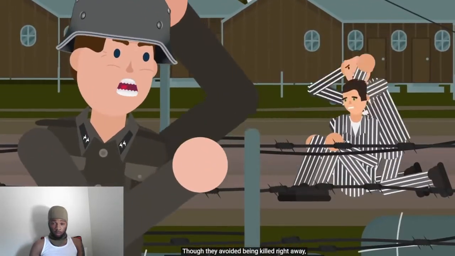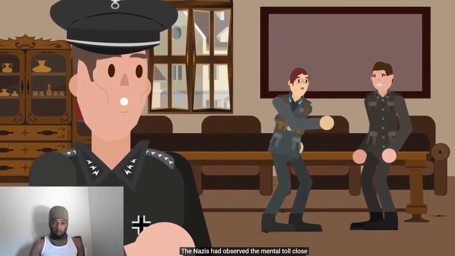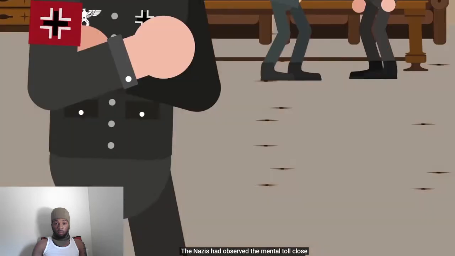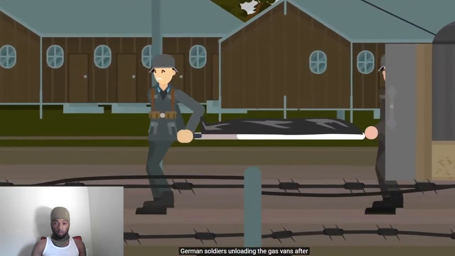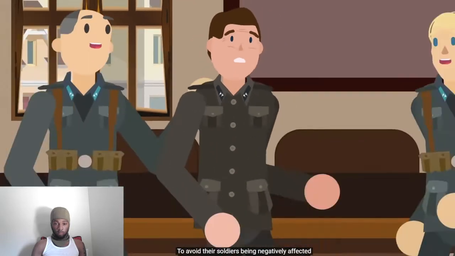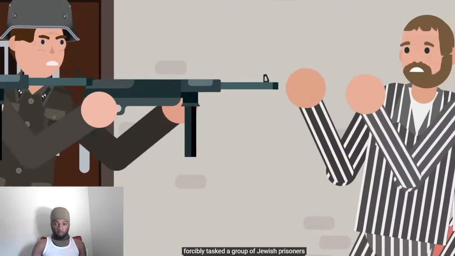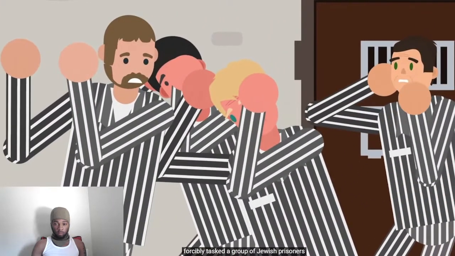Enslaved Jewish members of the Sonderkommando underwent another kind of hell. The Nazis had observed the mental toll close contact with dead bodies had taken on the German soldiers unloading the gas vans after their victims had been murdered. To avoid their soldiers being negatively affected by such sights as much as possible, the Nazis forcibly tasked a group of Jewish prisoners with entering the gas chambers after each gassing.